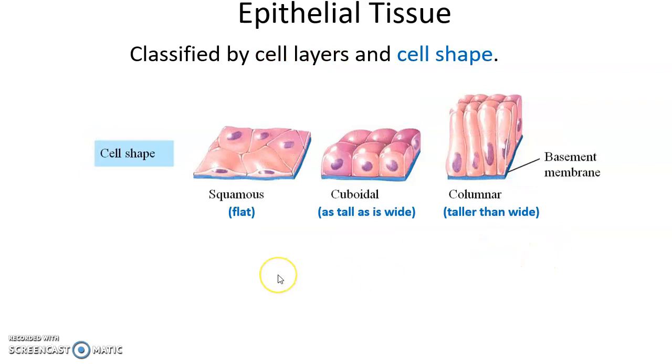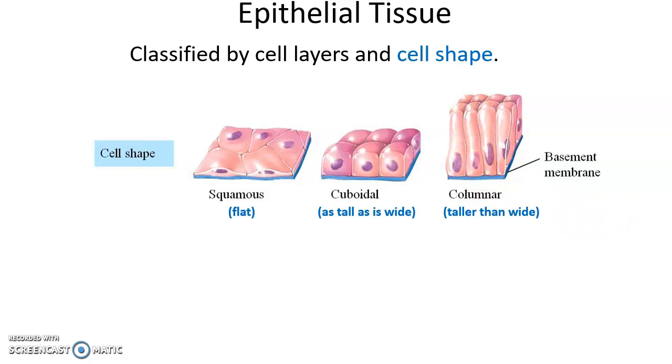With cell shape, there are three main shapes we look for. The first: is the cell flat? Is it wider than it is tall? If it is, then it is called squamous. Squamous are flat cells. Then there's cuboidal. Is it about as wide as it is tall? If so, it is cuboidal. And then finally, columnar. Columnar cells are taller than they are wide. So columnar cells are much taller than they are wide.